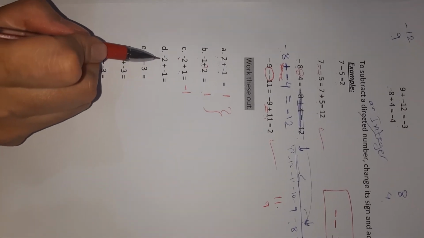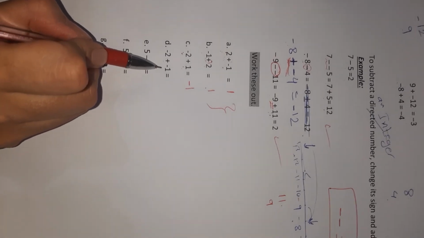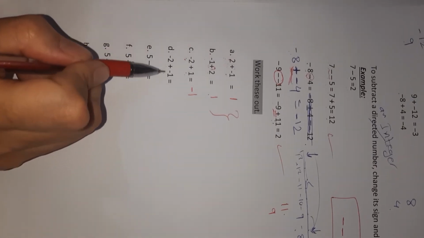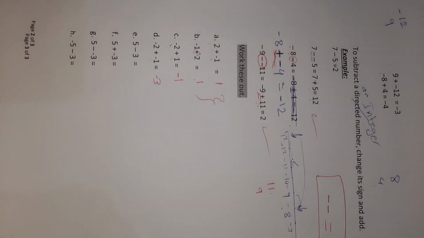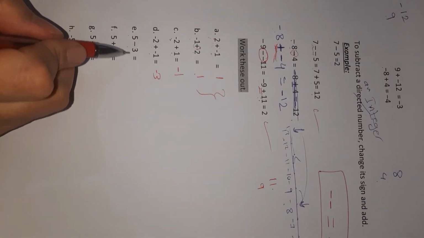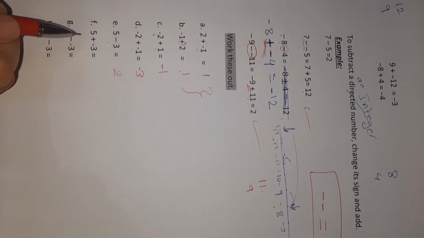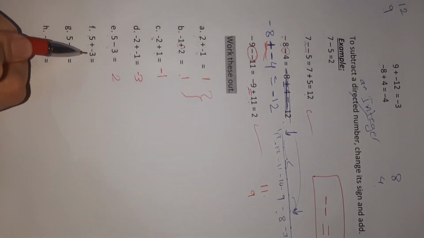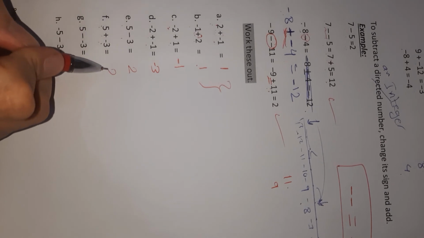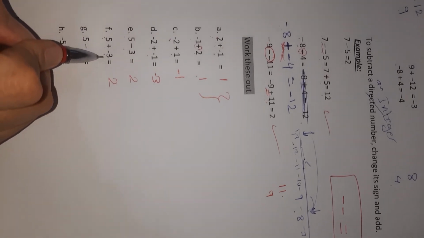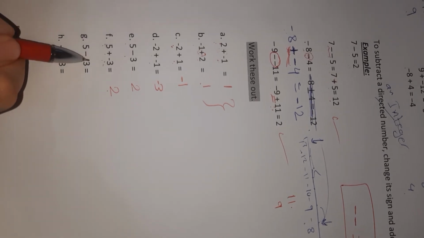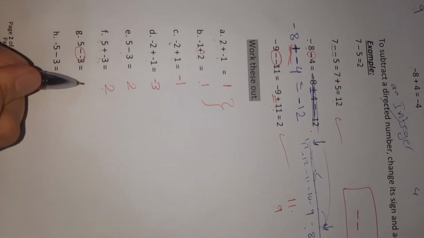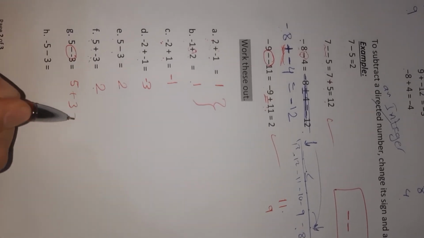Here, adding two numbers with same sign, which is negative, add them. 2 plus 1, 3. Your answer must be negative. Simply 5 minus 3, 2. Adding two numbers with different signs, find the difference. 5 minus 3, 2. 5 is more than 3. So here, still positive. Here, negative next to negative becomes positive. 5 plus 3, simply 8.